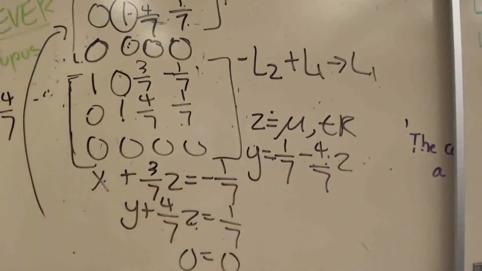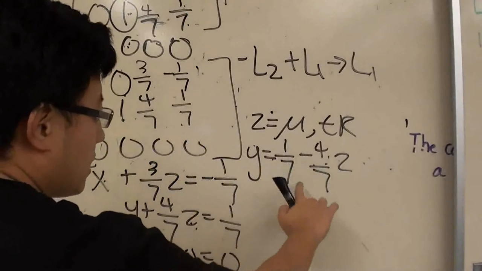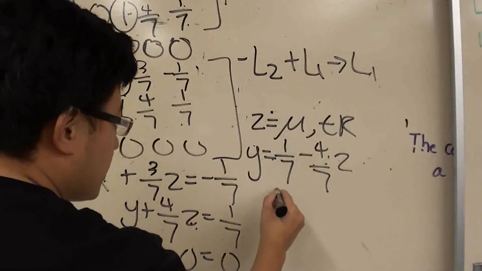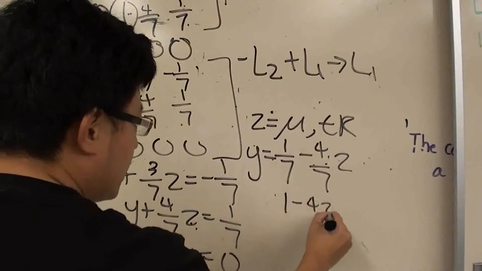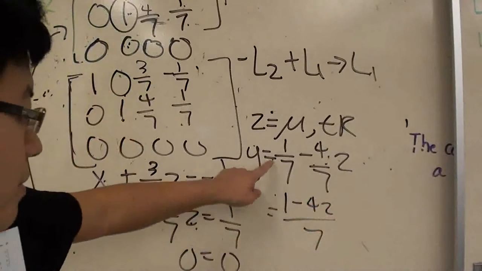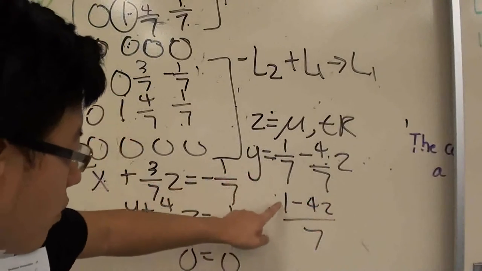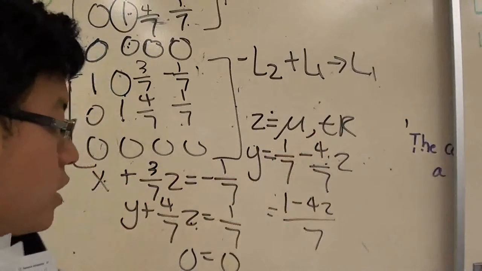Okay, so 1 over 7 minus negative 4 over 7 z. This still looks a little different, but if you remember, I think basically instead of dividing 7, it was like 1 minus 4z divided by 7. I think that was the answer we were using before, right? It looks a little different, but it's the same thing, right? 1 divided by 7, minus 4z divided by 7.